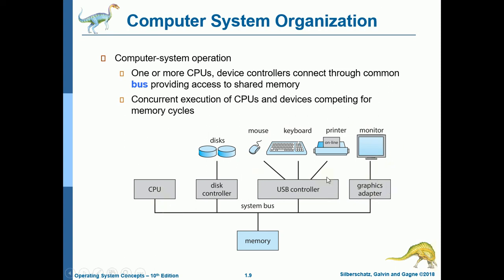These devices are connected in the common bus, also called the system bus, and they share the resources in memory. So there is concurrent execution of CPUs and devices competing for memory cycles. That is why they need the memory resource. So it's up to the operating system how to manage and give a chunk of memory to the devices connected in the system bus.